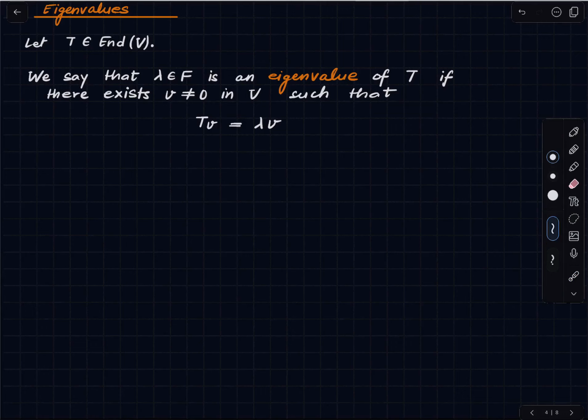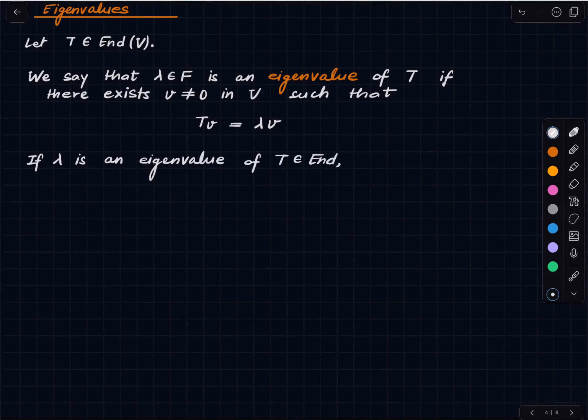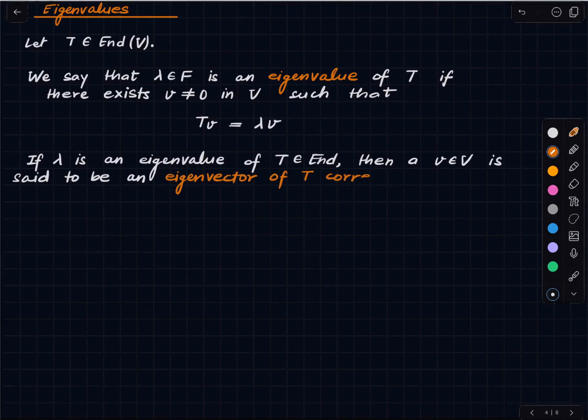So if lambda is an eigenvalue of T, then a vector V is said to be an eigenvector corresponding to lambda if TV is equal to lambda V. So those vectors which witness the eigenvalue-ness of lambda, so to say. Of course, the zero vector is also included in this.